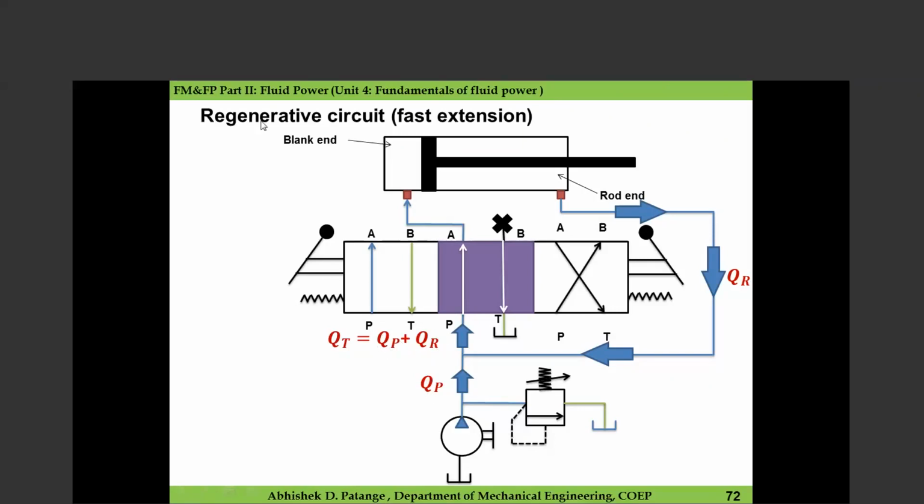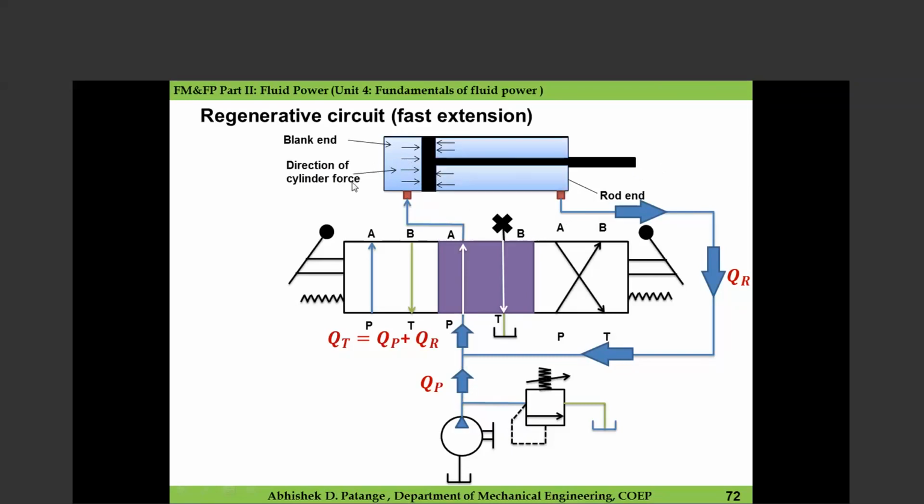Okay, so that is why it is called a regenerative circuit: it gives you faster extension, or extension with more speed. As I already said, more discharge is being supplied to the blank end, and because of the load acting on the connecting rod, the load acting on this blank end area will generate some pressure.